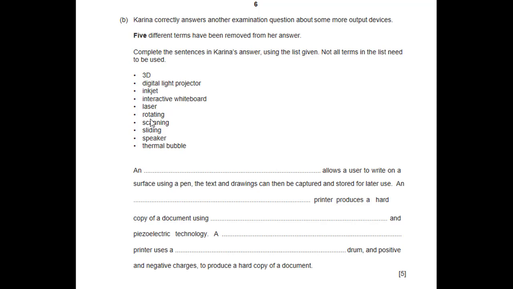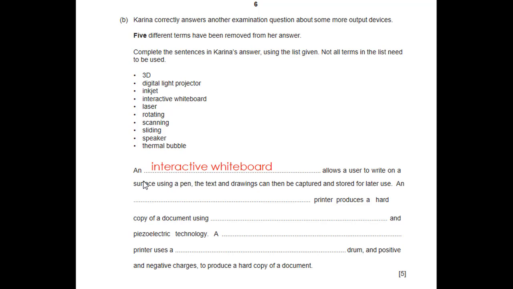I like these questions because you have all the possible answers, and usually if you read the sentences, you have some context, and you can make an educated guess if you don't know or if you haven't revised it. So something allows you to write on a surface using a pen. The text and drawings can be captured and stored for later use. So that's what we have in school. So an interactive whiteboard.